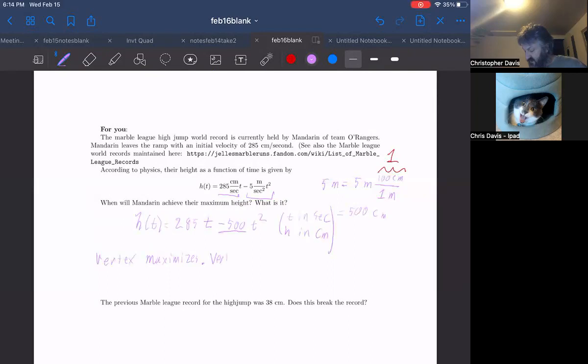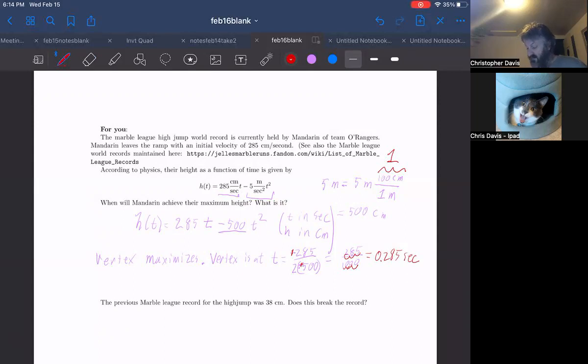And the vertex is at t equal to negative b over 2a. So that's negative 285 divided by 1,000. Oh, and I lost a negative sign. Right, that 500 was negative, which is important because the negative signs will now cancel. And division by 1,000 is easy, right? For every decimal place in the denominator, you move the digit over one. Equals 0.285 seconds.